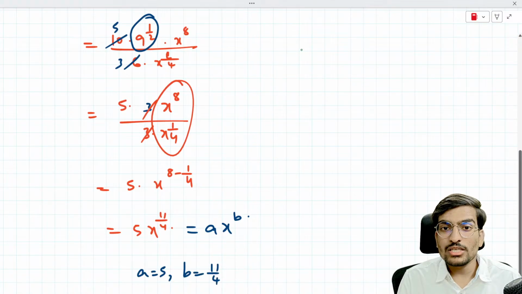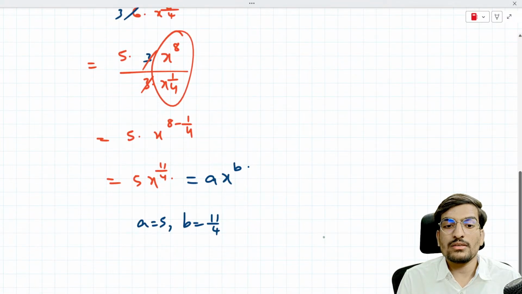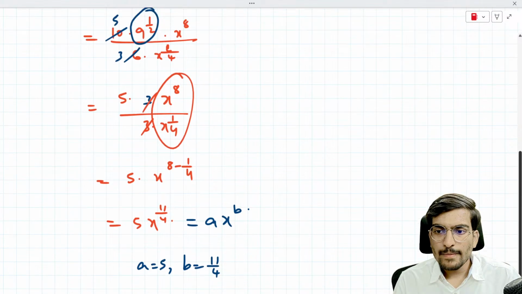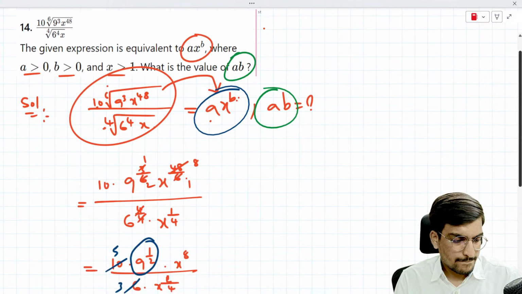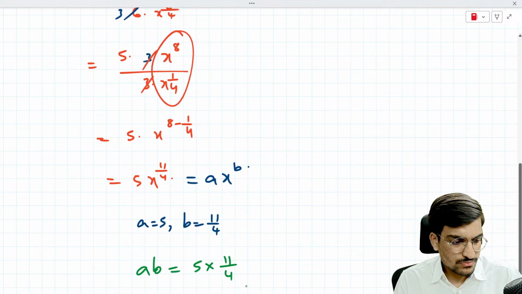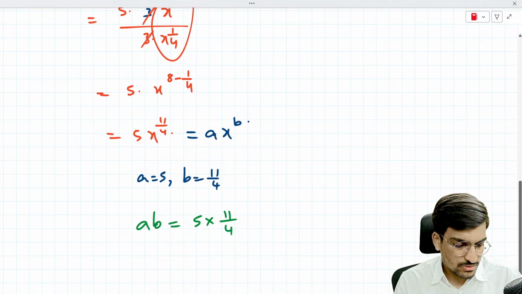But what we need to find? We need to find the value of ab, not a or b. So we just multiply these two things, a times b. We are going to get ab equals 5 times 31 by 4, which is 155 by 4. So just check it. What do we get if we solve that?